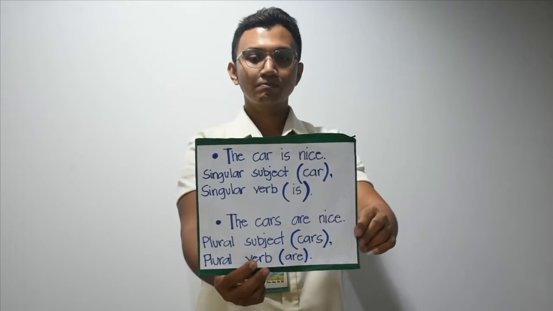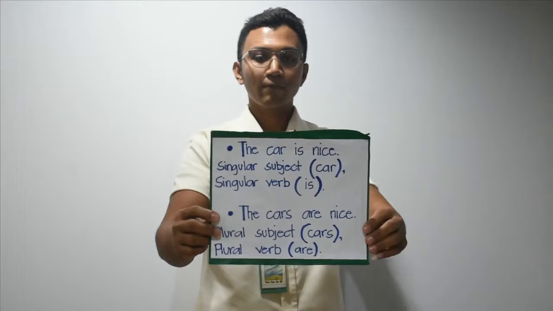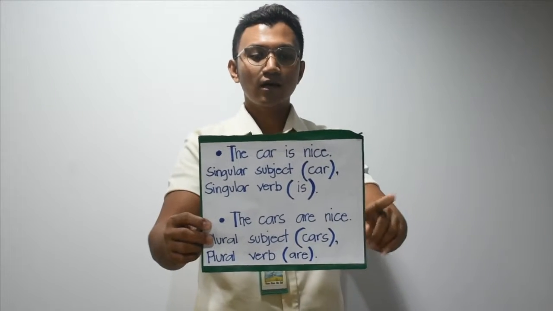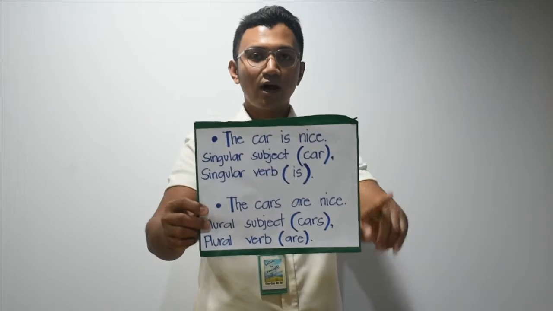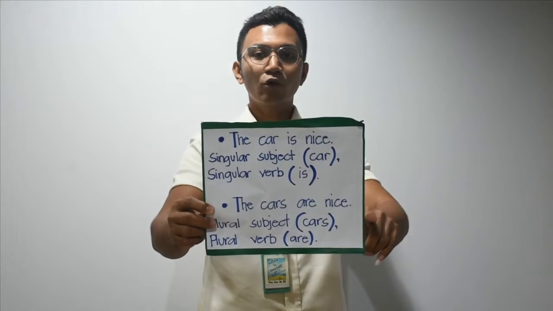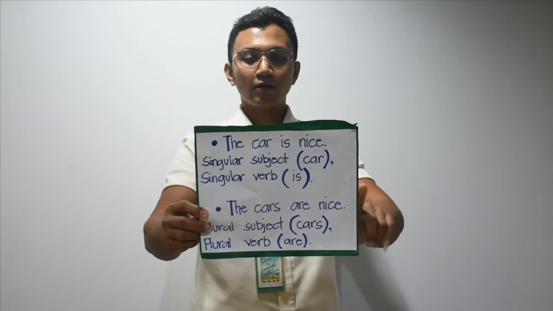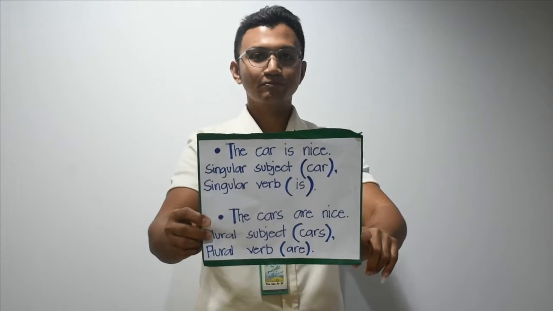Our second example is: the cars are nice. Our subject there is the cars and our verb there is "are". We use the plural form of the subject and the verb. Let's proceed to rule number 2.